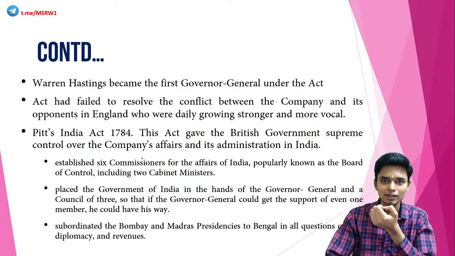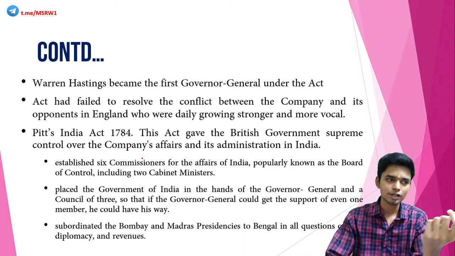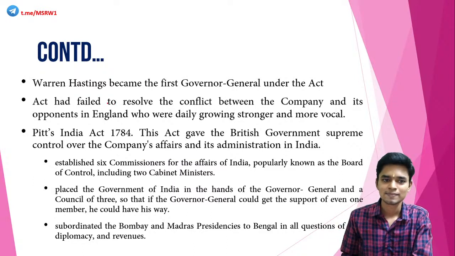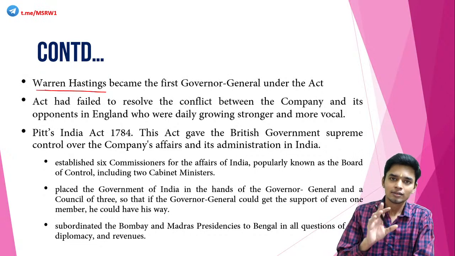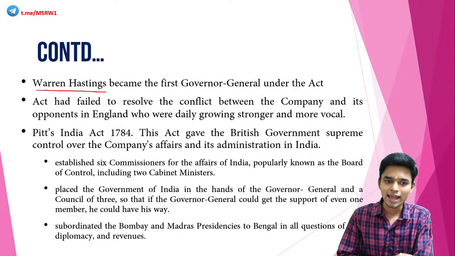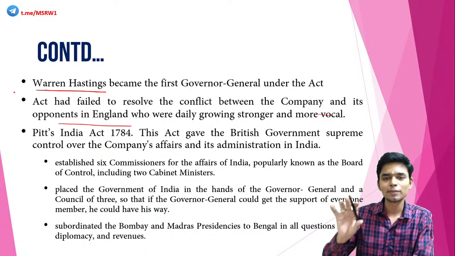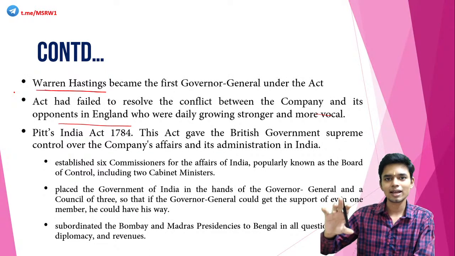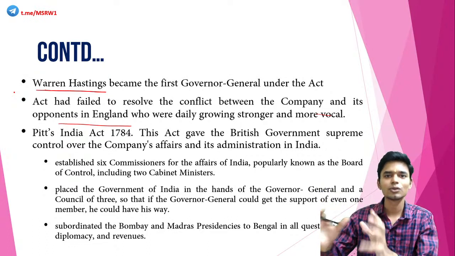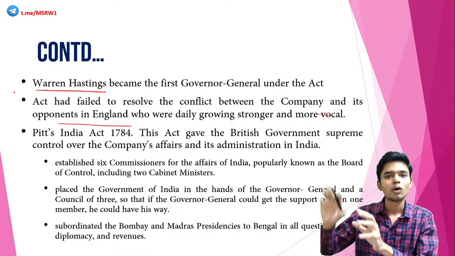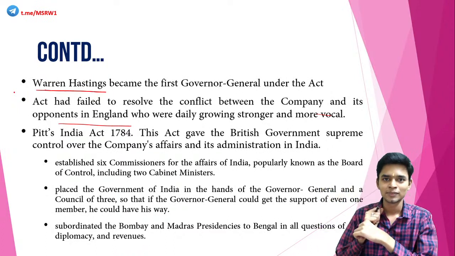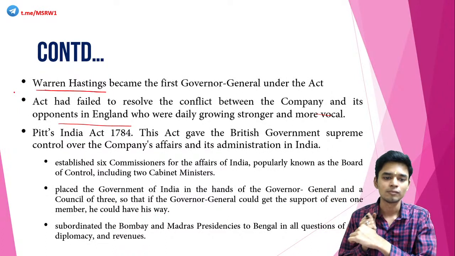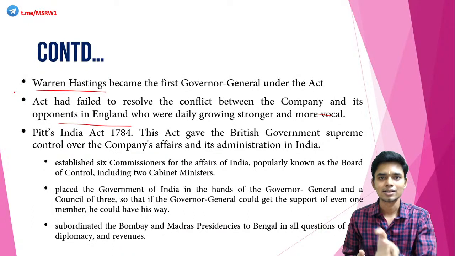The first person who came to India as the Governor General according to the Regulating Act of 1773 was Warren Hastings. Warren Hastings became the first Governor General under this act. Alright, this act failed in multiple fields. It failed to resolve the conflict between the company and its opponents in England. Basically, this act was implemented to make sure that the British government had some kind of control over the English East India Company, thereby also trying to smoothen the protest going on against this company back in England. That was the idea, but it did not help in that matter at all, because of the various drawbacks I just mentioned.